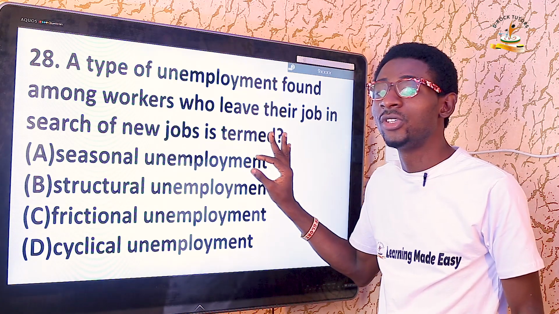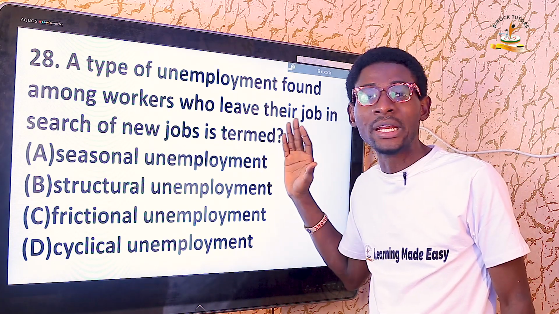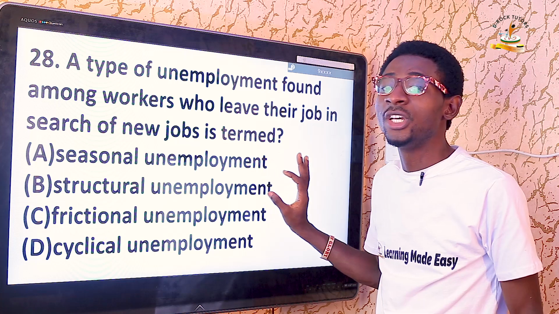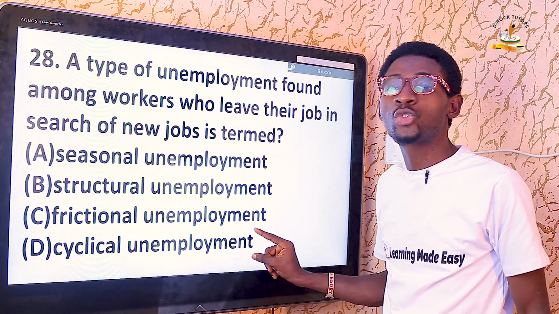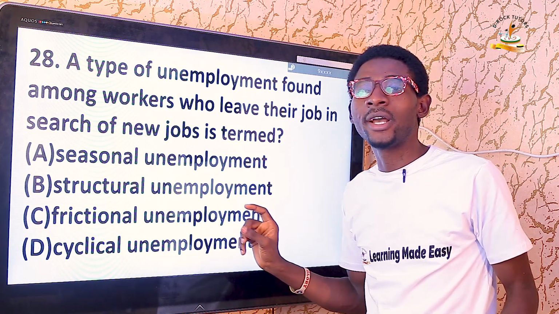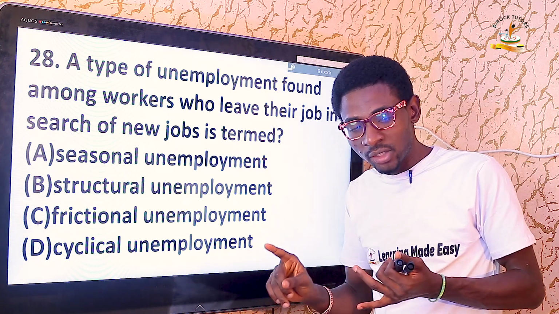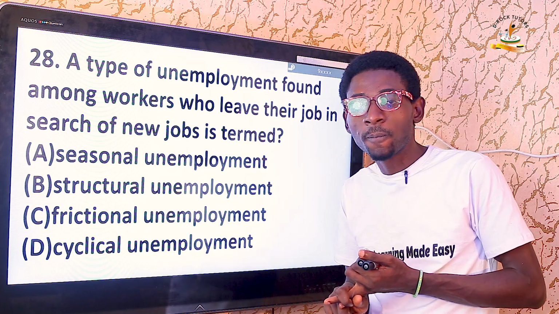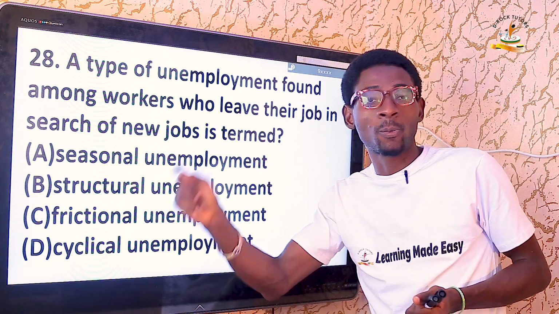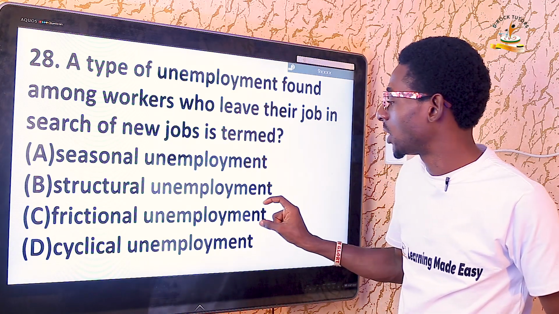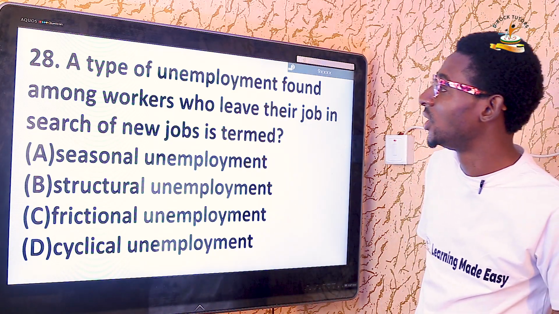Now, seasonal deals with change in season or weather. Structural deals with change in technology. Cyclical deals with trade fluctuation. So it can be called trade fluctuation, it can be due to deficiency, it can be due to lack of information, it can be due to excess supply. So the answer there is frictional unemployment. That's 28 is C.